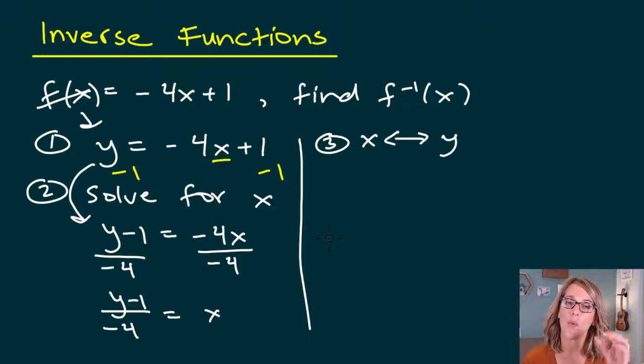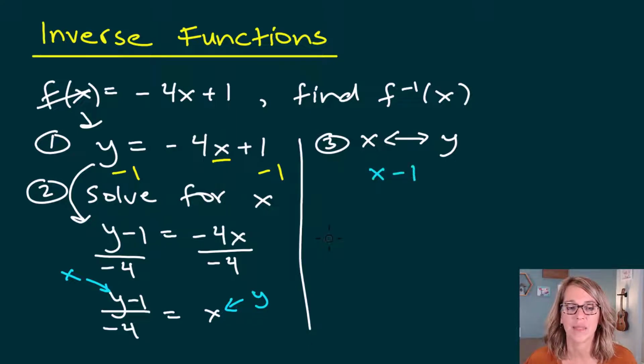I really don't want y to be my variable inside my function. I want x to be my variable inside my function. So I'm going to replace this y with an x, and I'm going to replace this x with a y. Let's write it in blue so you can see what I did. So x minus 1 instead of y minus 1 divided by negative 4 is equal to y.